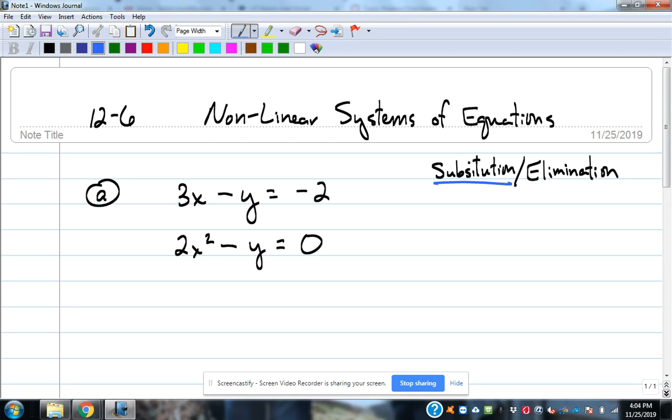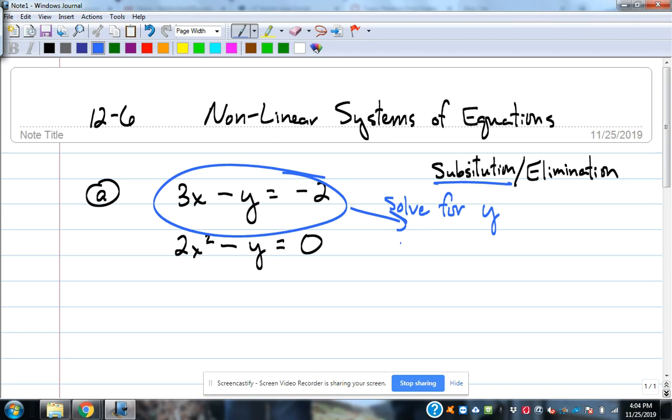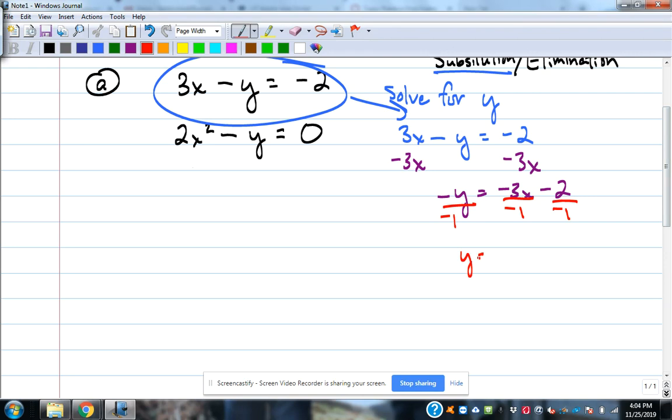And either of these would be pretty easy. The first one, I think, would be a good choice because we're used to getting a problem like that with y by itself. We're used to doing that. So that makes it a little bit more familiar to us. So I'm going to take this first equation and I'm going to solve it for y. So I'd have 3x minus y equals negative 2. And I'm going to get y by itself. So I would subtract 3x, and then divide by negative 1. y equals 3x plus 2. So I've got y by itself.